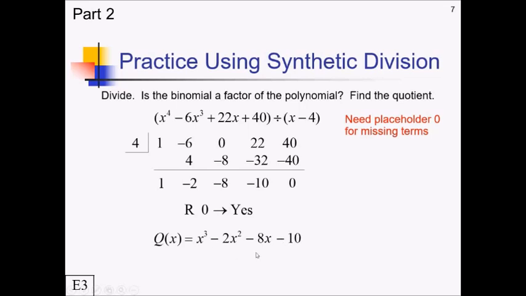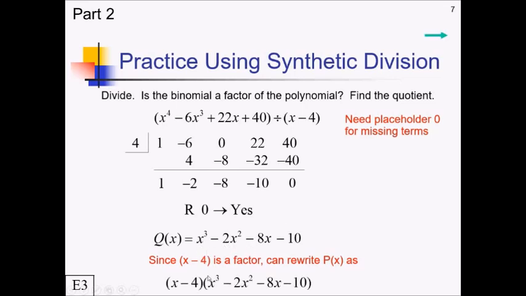And here's one extra little thing that's worth noting in this problem as to why you would care whether the binomial is a factor or not. Since x minus 4 is a factor, we can rewrite p of x, the original polynomial, as x minus 4 times this quotient that's left over. So we could actually factor it like this. And this is a technique, if you know that something's a factor, that you could use if you wanted to break things down with situations where other techniques don't work.